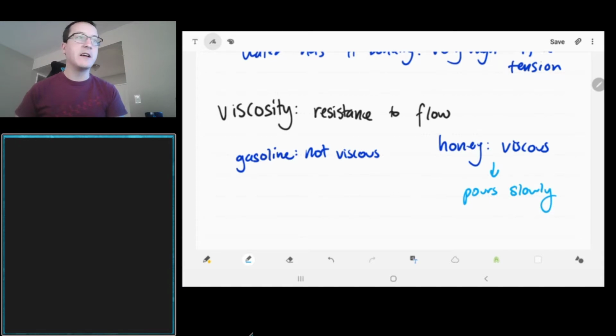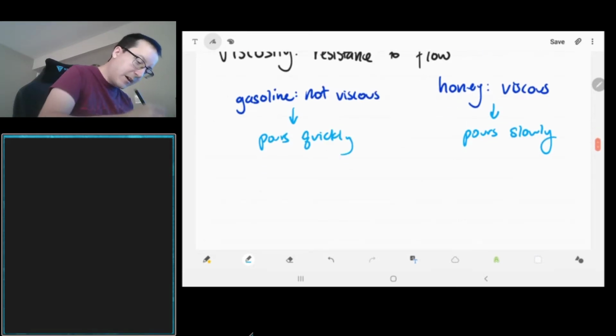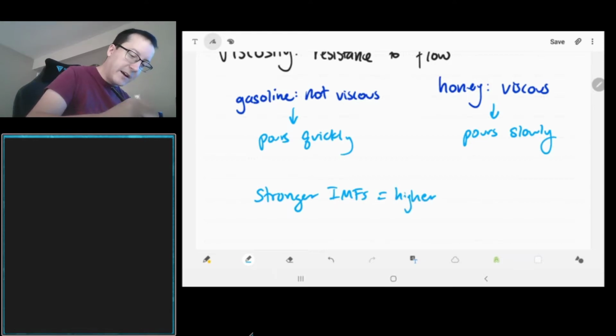And we've all experienced that, right? Honey or syrups tend to be pretty viscous. Whereas things that have low intermolecular forces like gasoline are not viscous. So they flow very easily. So you go to your pump, you're actually pumping pretty quickly, multiple gallons per minute there. So it's the opposite of that. And so again here, the stronger IMFs typically result in higher viscosity.